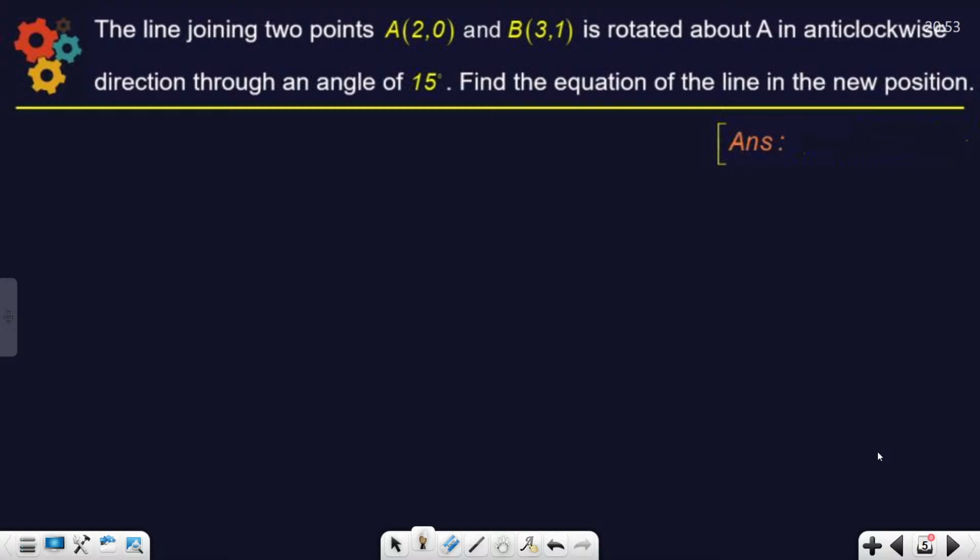The line joining two points, one is (2, 0) and another one is (3, 1). Let me just draw the coordinate axes. Okay, so now the line joining two points A and B. A is somewhere here. Let us say this is my point A, which is (2, 0), and point B will be (3, 1). I'm sorry.